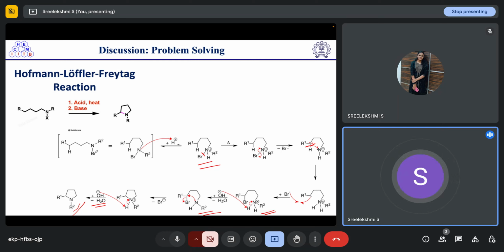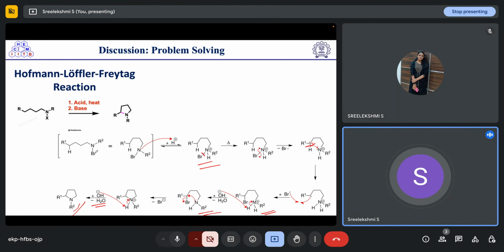So in the presence of acid, that amine is getting protonated, then this Br will leave as Br radical, and again the proton is taken from the alpha, beta, gamma, or delta position, and a radical will be generated, which will form the alkyl halide.